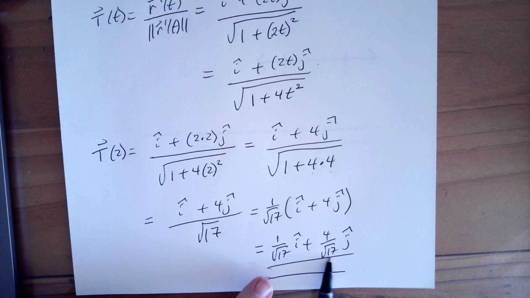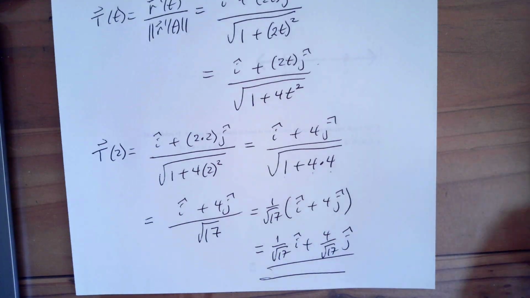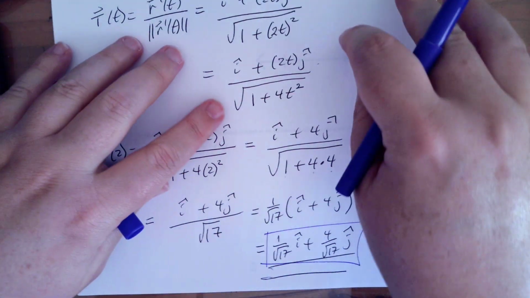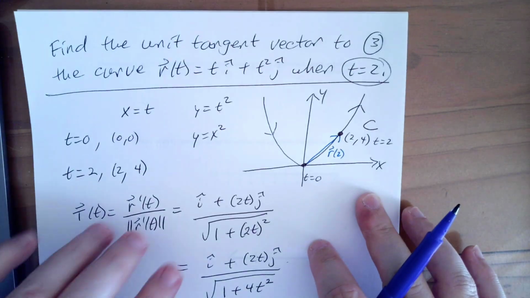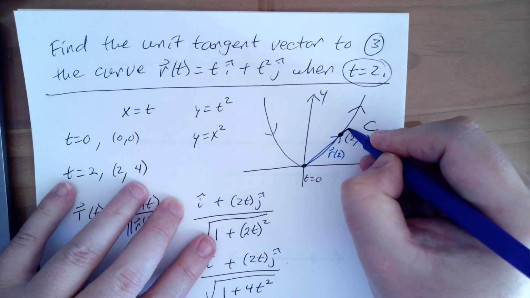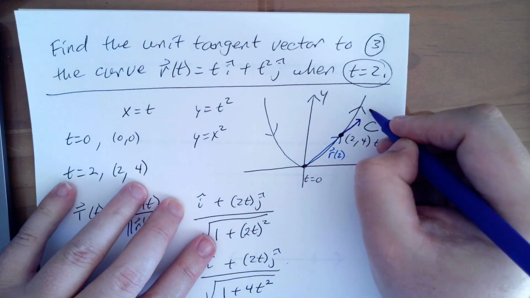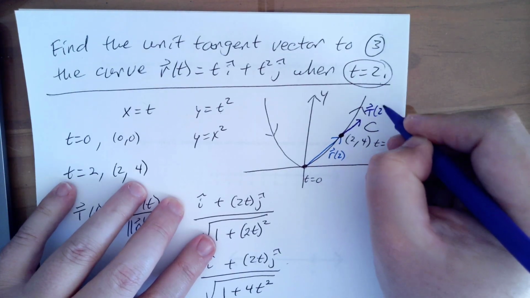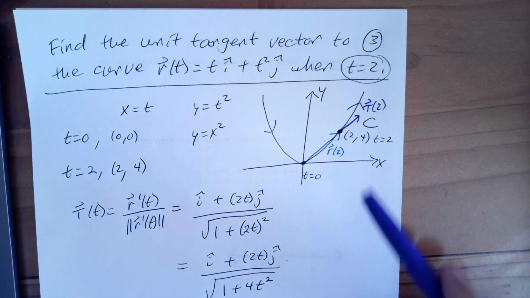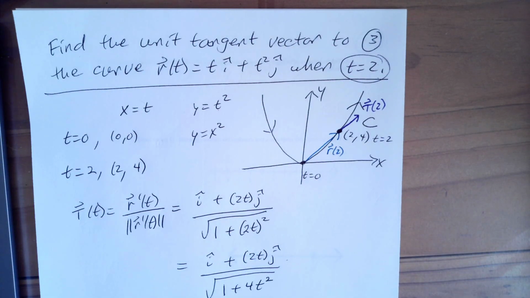I have no idea what these decimal approximations are, but to make a little sketch of what this vector would look like on this picture, again without having graphing paper, maybe something that looks like this. So this would be T of 2. There's your little tiny unit tangent vector at that point. All right, that's the first example.